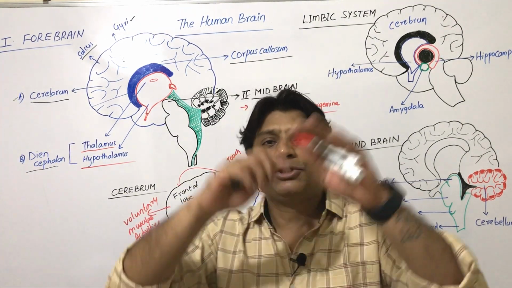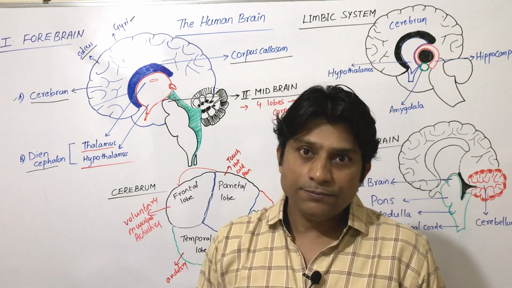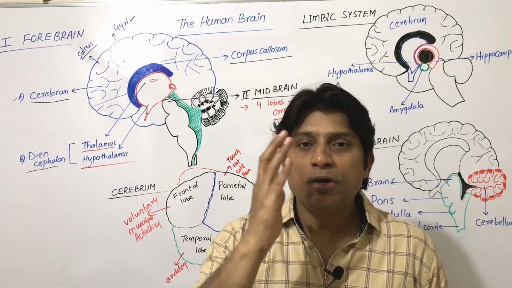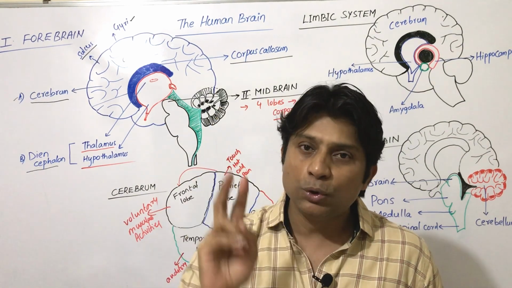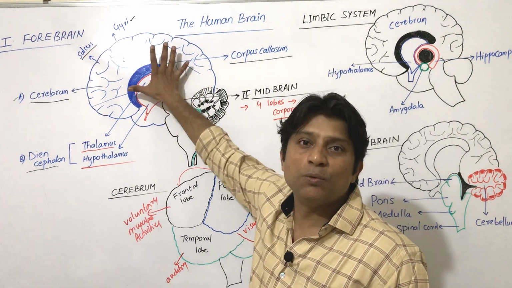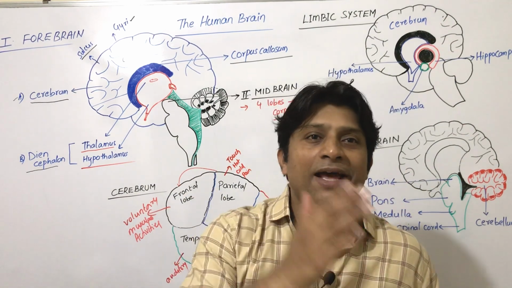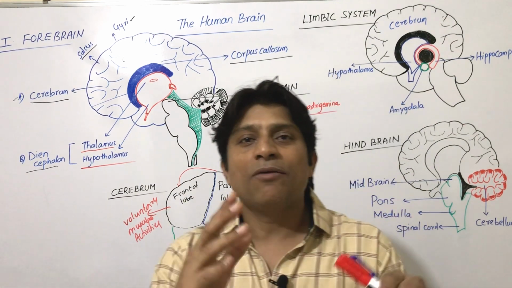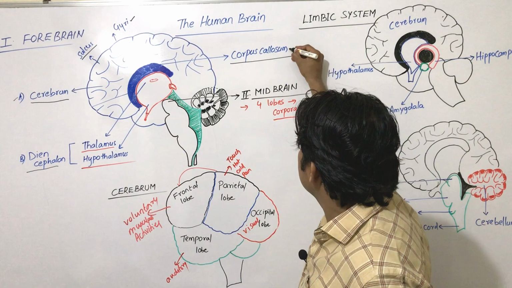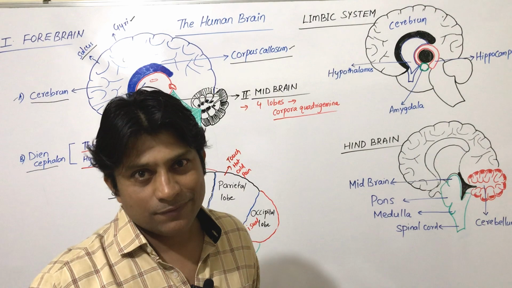Cerebrum is the largest part of the forebrain and is also the largest part of the brain. The cerebrum is divided by a longitudinal cleft into two halves. We call them cerebral hemispheres. These two cerebral hemispheres are referred to as the right and left cerebral hemisphere, or we call them right and left brains. And these two cerebral hemispheres are connected by the corpus callosum, which is a character of all mammals, which makes communication possible.